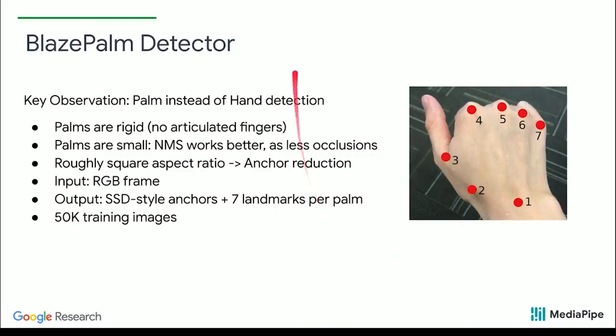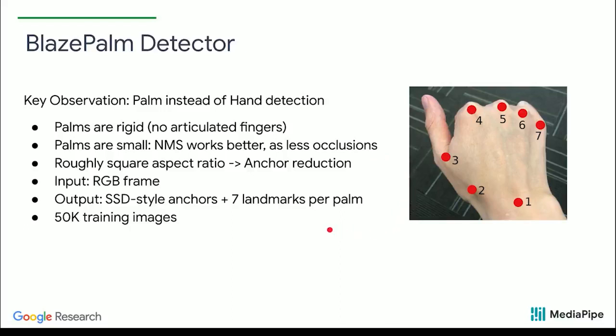Now, one interesting design point that we did is instead of hands, we do palm detection. Why is that? Number one, palms are rigid, so you don't have any articulated fingers, they just don't deform as much. They're also fairly small. If you have 2 hands interlocked, you still can tell them apart with non-max suppression. And they also have a roughly square aspect ratio, so you actually only need very few anchors.